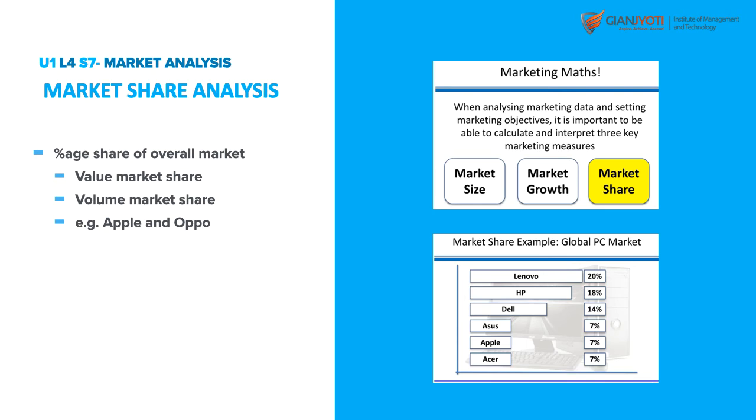To give you one example, there are two players in, say, the mobile sector: one is Apple, one is Oppo. In terms of volume, maybe Oppo is leading, dominating the market. But in terms of value, Apple has the dominance. So we always look at the value market share. Remember that.